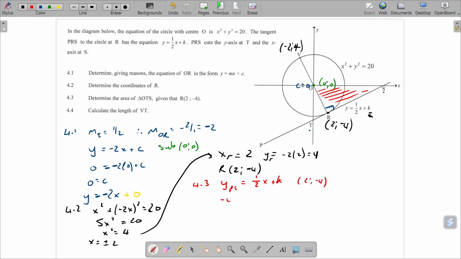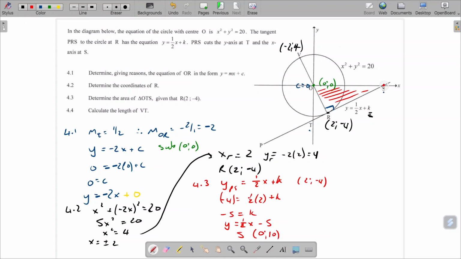So I now have that minus 4 equals a half of 2 plus k, and so as a result, half of 2 is 1, bring it across, and so I've got minus 5 equals k, so y equals a half x minus 5. And as a result, point S, to find an x cut, we make y naught, so S will be the point 10 and 0.